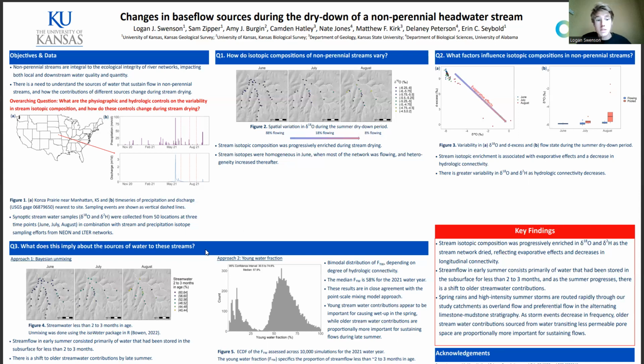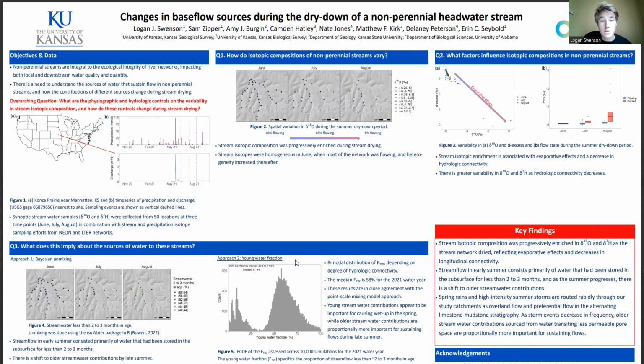I then asked, what does this imply about the sources of water to these streams? I took two different approaches. Approach one, I used a Bayesian mixing model, where I took the streamflow 18O value and unmixed it into two components: precipitation that fell less than 3 months ago, and precipitation that fell more than 3 months ago, using a precipitation isotope time series. And I found that streamflow in early summer consisted primarily of water that had been stored in the subsurface for less than 2 to 3 months, and that there's a shift to older stream water contributions by late summer.